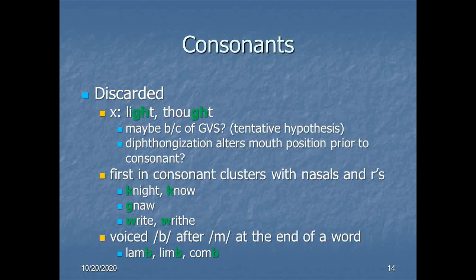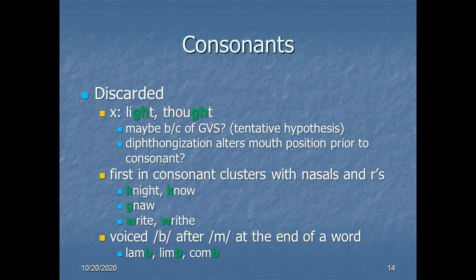As for why this happened, again, we don't know exactly, but there's a possibility that this may have followed on the diphthongization of a number of vowels. That is, it may also be associated with the Great Vowel Shift. How this works, basically, is that the mouth position in the diphthong is different than it is in the pure vowel.